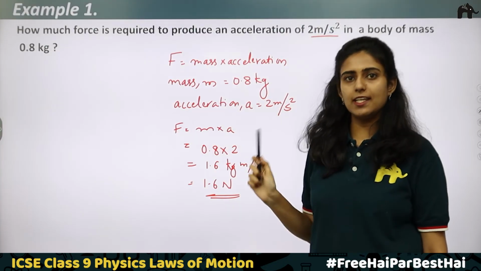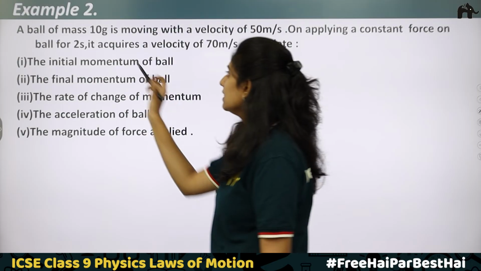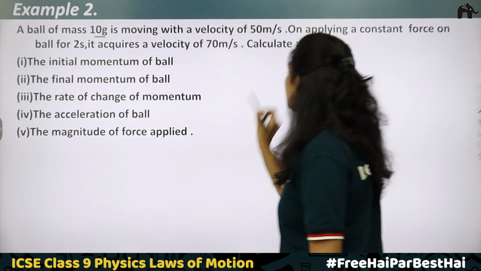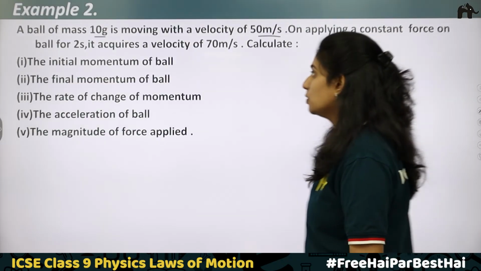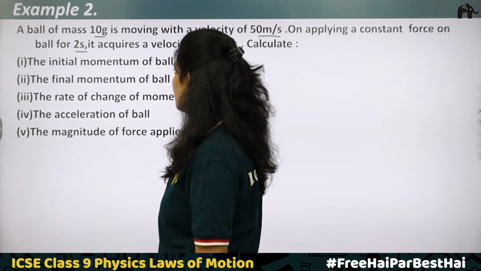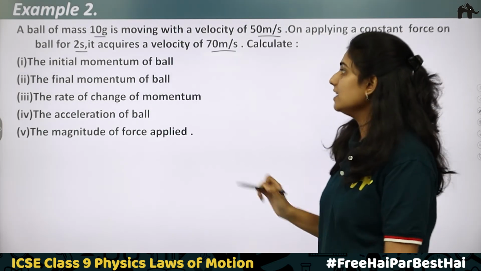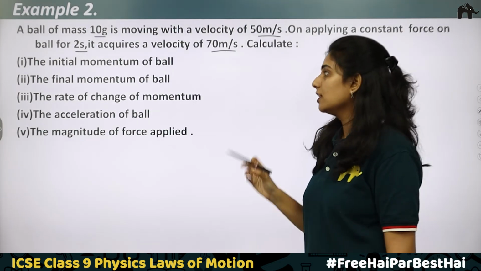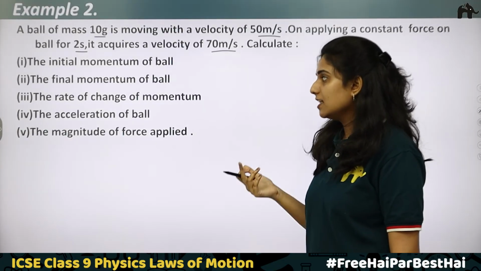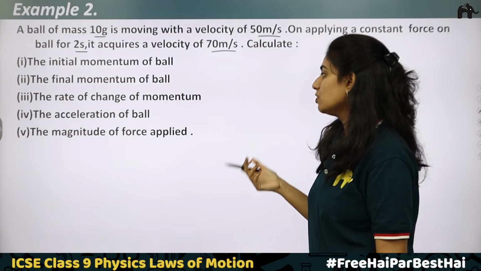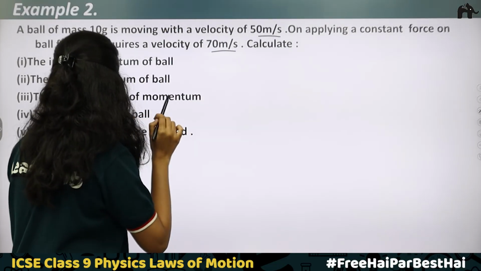mass 0.8 kilogram. Okay, second example. A ball of mass 10 gram is moving with a velocity of 50 meter per second. On applying a constant force on the ball for 2 seconds, it acquires a velocity of 70 meter per second. Calculate the initial momentum of the ball, the final momentum of the ball, the rate of change of momentum, the acceleration of the ball and the magnitude of force applied. First we have to find the initial momentum of the ball.